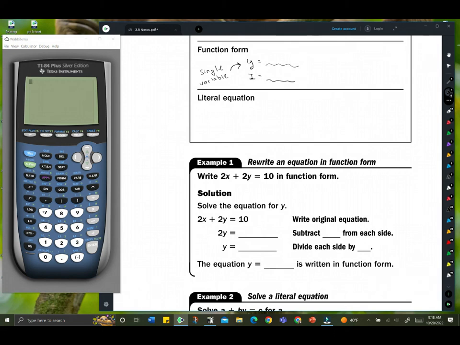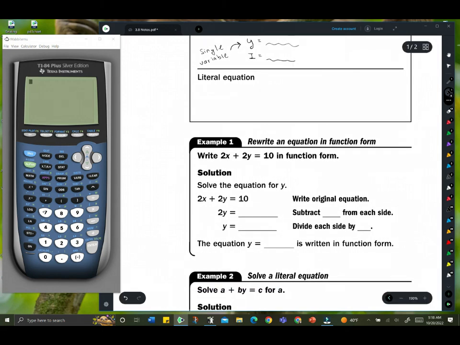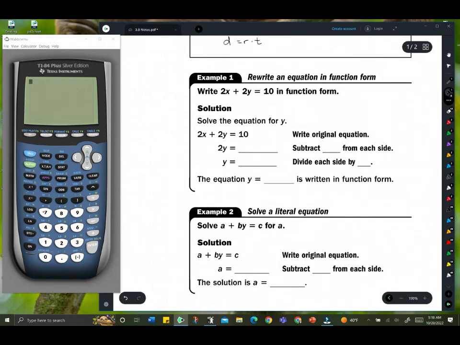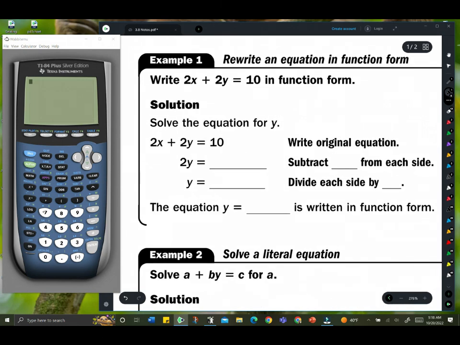A literal equation, we're going to look at a few of those. Things like interest. So I is equal to PRT. We'll talk about that one. We already dealt with the distance formula. So distance equals rate times time. And there's a few others, okay? So let's check out rewriting an equation in function form.